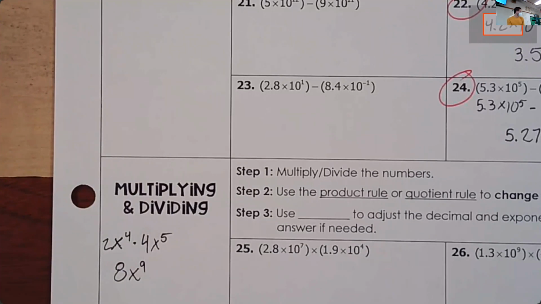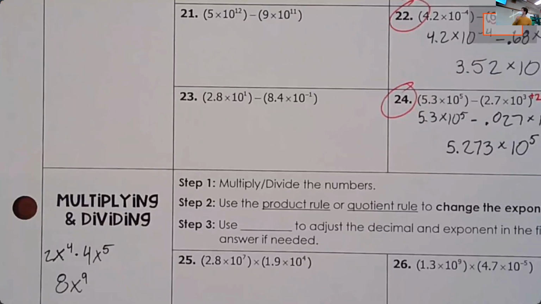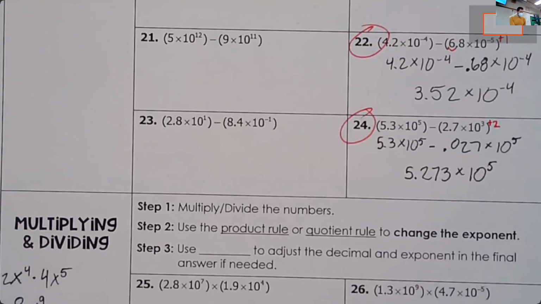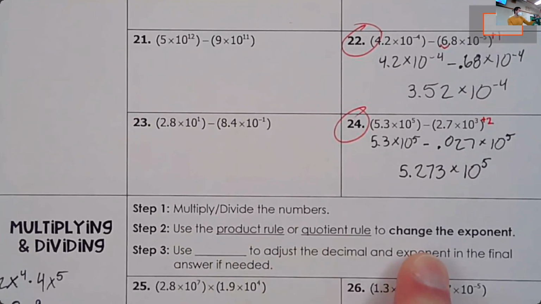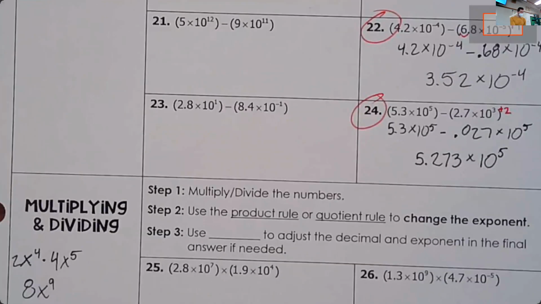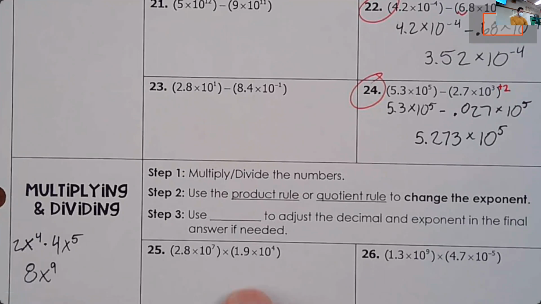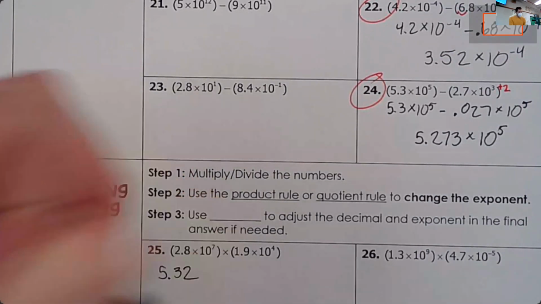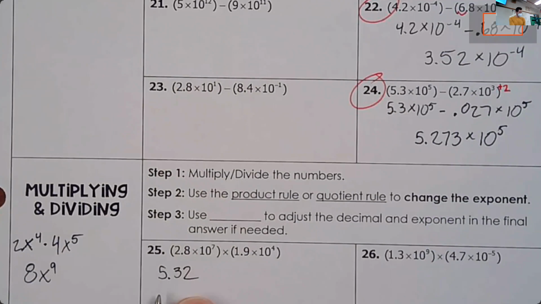The exact same rule applies here with multiplication. You're going to use the product rule. You're going to multiply the regular numbers together, the coefficients, and then you're going to use the product rule or the quotient rule to change the exponent, either adding the exponents for multiplication or subtracting the exponents for division. So on number 25, you're going to multiply 2.8 times 1.9. 2.8 times 1.9 is 5.32, which is a number between 1 and 10, so we're good there.